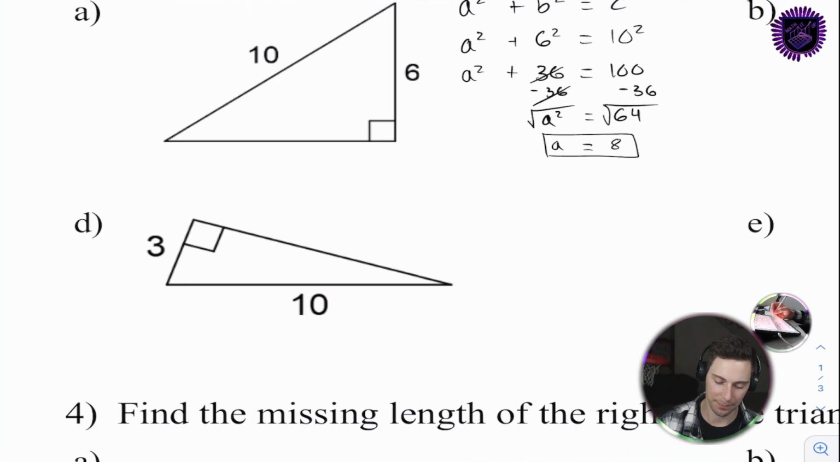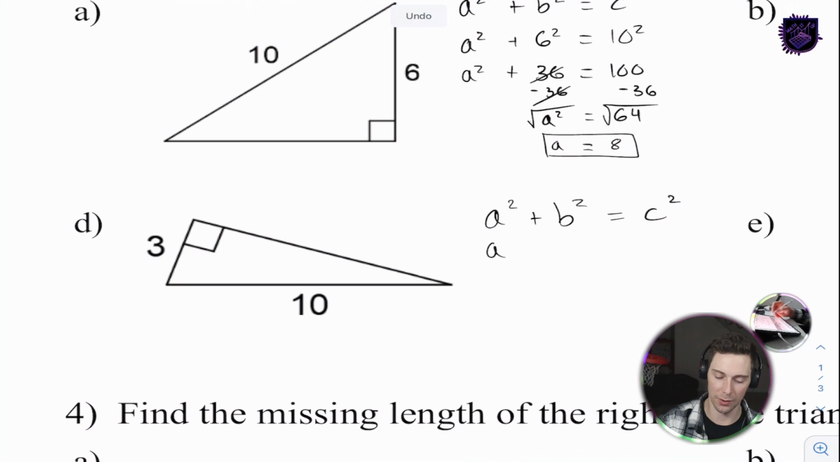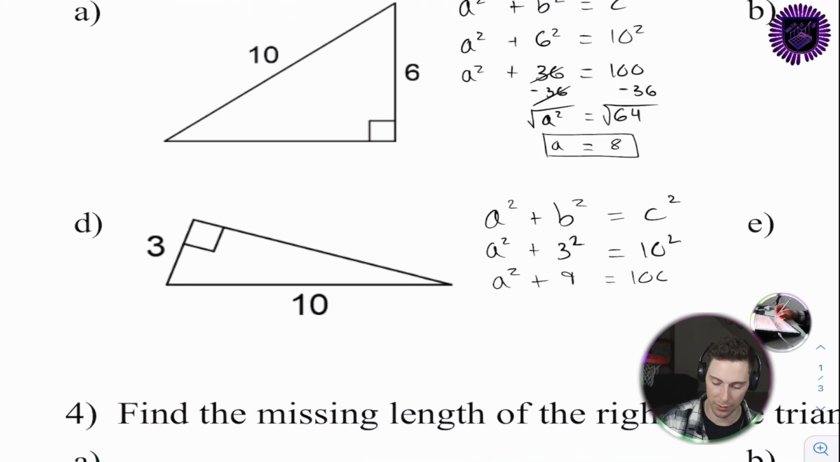All right, so we're going to go A squared plus B squared is equal to C squared. We don't know A. I like leaving it. We don't know A, but we do know B. In my mind, it makes it a little simpler. B is 3 squared. And we do know C, that is 10 squared. So a number squared plus 9 is equal to 100.